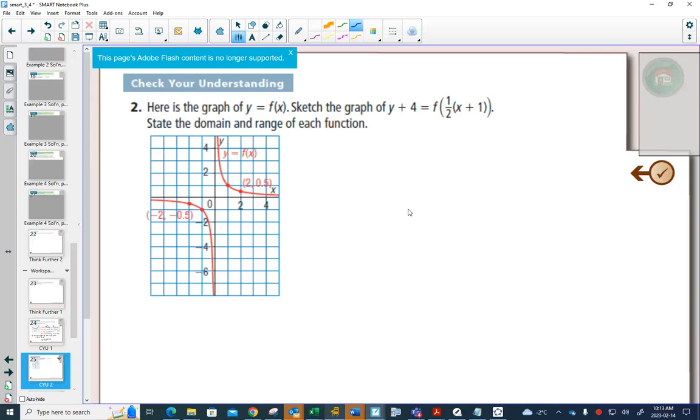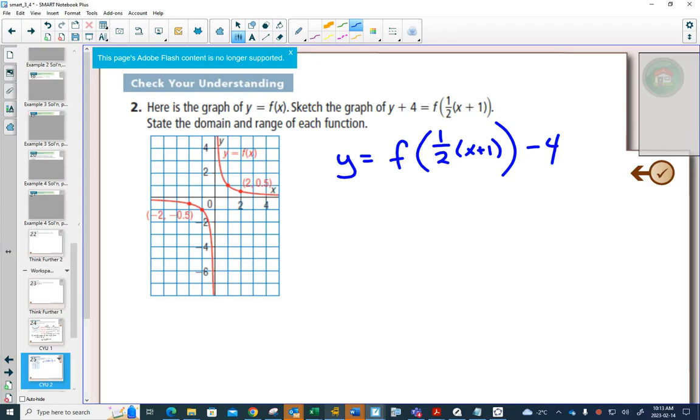So they give us a graph of f of x, and they want us to sketch the graph of y plus 4 equals f of 1/2 x plus 1. The first thing I would probably do with this equation is I would look, yes, it is in factored form. I would move the 4 over to the other side, because we've always talked about things inside and outside of the function.